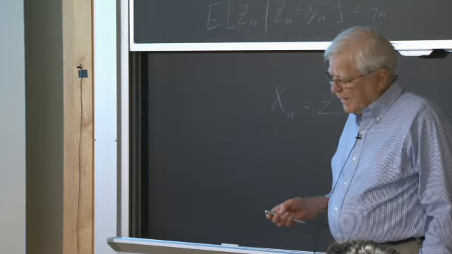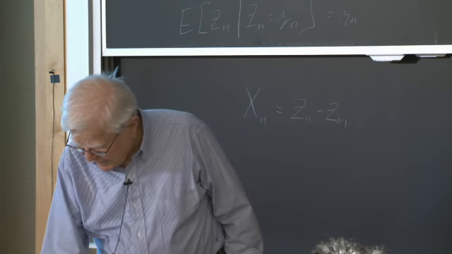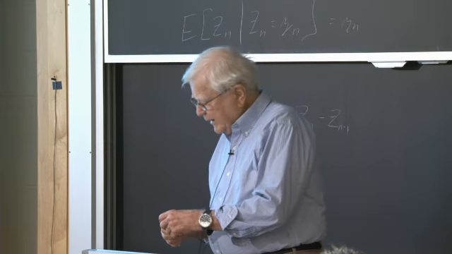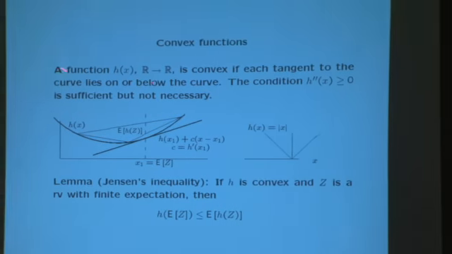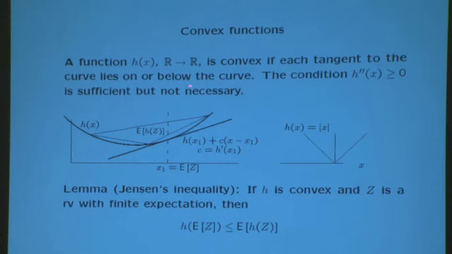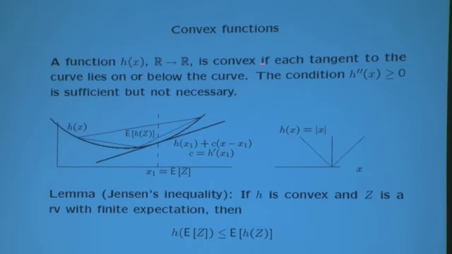Okay, we started to talk about convex functions last time. I want to remind you what they are. A function which carries the real numbers into the real numbers is convex if each tangent to the curve lies on or below the curve. Here's a picture of it. Here's a function h of x, one-dimensional function, so you can draw x on the line, and h of x is something which goes up and down. And here's another example. h of x is equal to the magnitude of x.